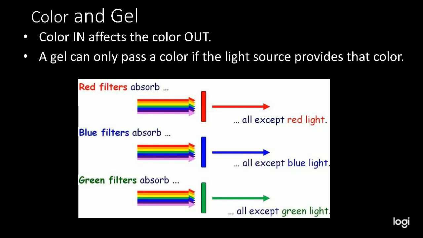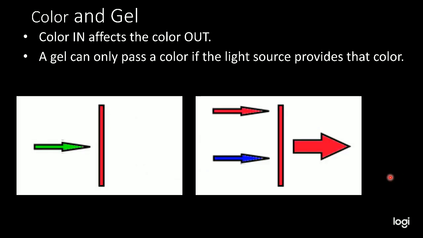Now, the red filter is going to absorb everything except for the red light. A blue filter is going to absorb everything except for the blue light. And a green filter is going to absorb everything except for the green light. A gel filter can only pass a color if the light source is providing it. So if our light source has a complete range of color, then it can pass any part of that spectrum. But it's really dependent on the source being able to provide it.